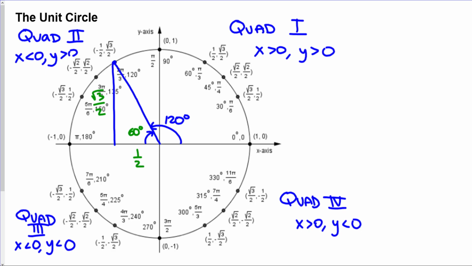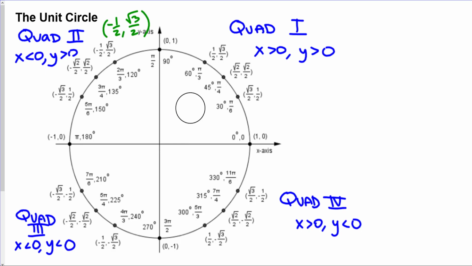The only thing you have to consider is, since you're in quadrant 2, your x value is going to be negative. And then that derives the coordinates of this particular point. X is negative 1/2, y is root 3 over 2. There's all kinds of ways of coming up with these.